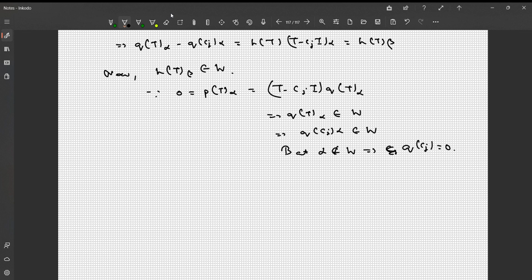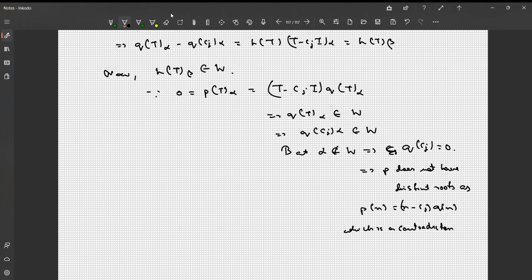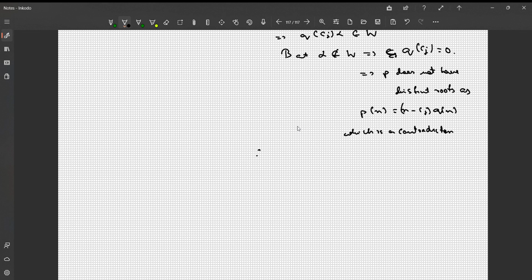Or we can just simply say this in this form, because if q(cj) is equal to 0, then that will imply p does not have distinct roots, because p(x) was defined to be (x minus cj) times q(x), which is a contradiction, because p was chosen to have distinct roots by the form of p which was given, which is a contradiction.